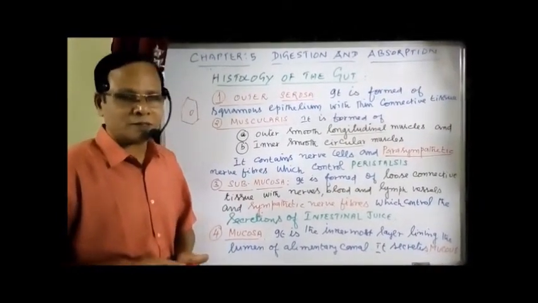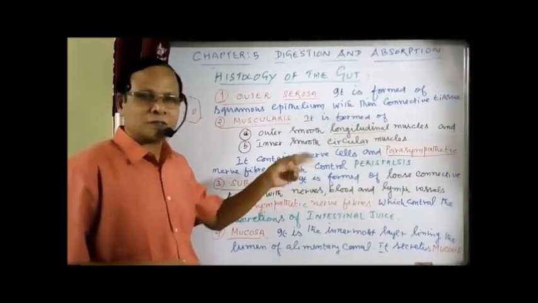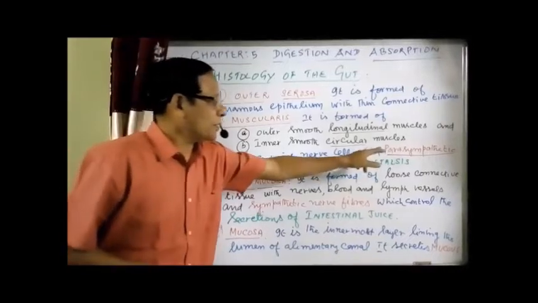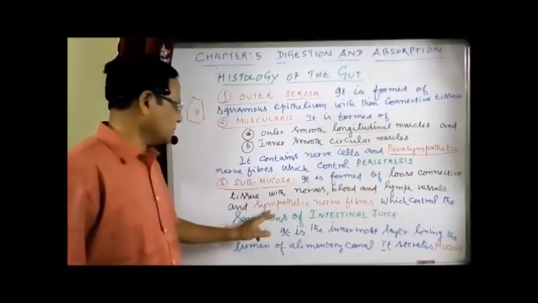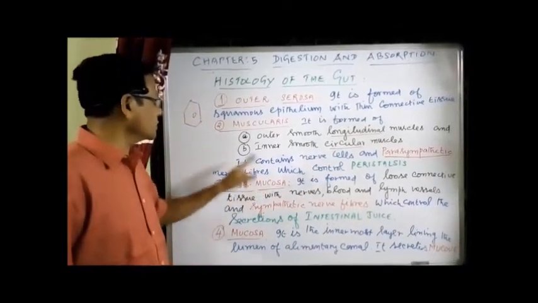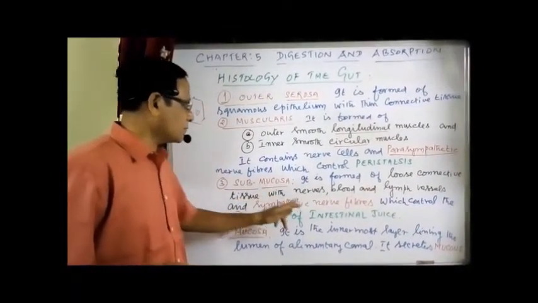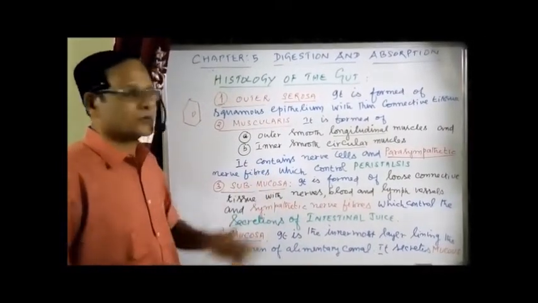We studied in 10th standard, there are 2 divisions of what is called the autonomous nervous system. One parasympathetic, another one the sympathetic. So the parasympathetic nerve fibers are found just in the muscularis layer. And the sympathetic nerve fibers are found in the submucosal layer.